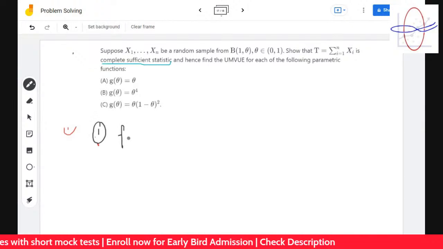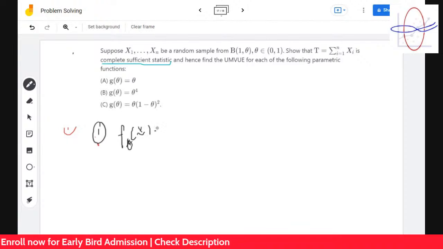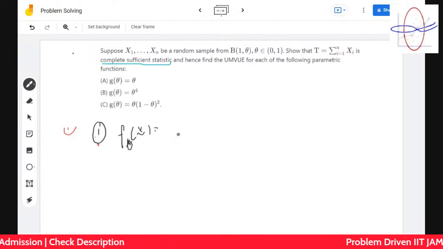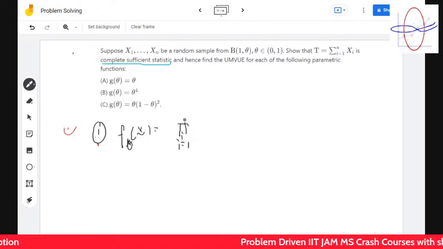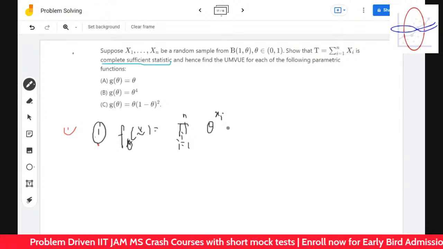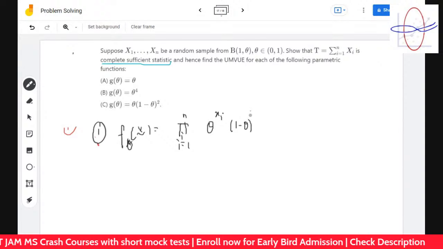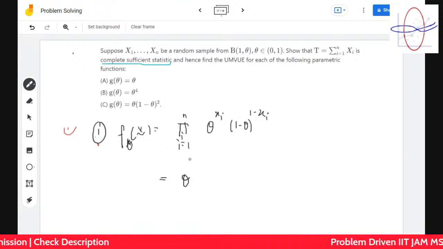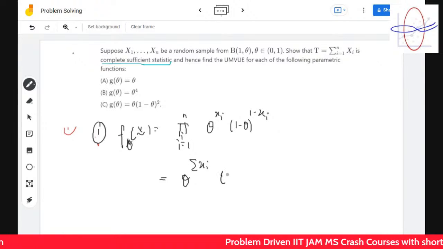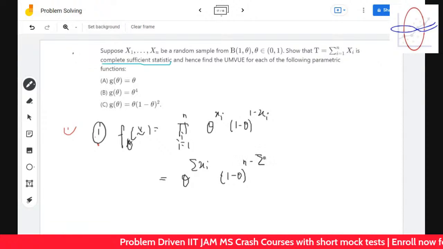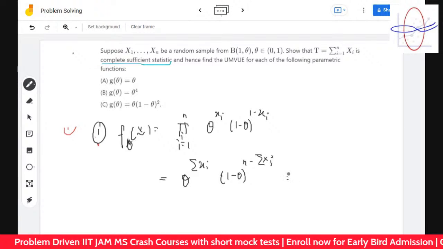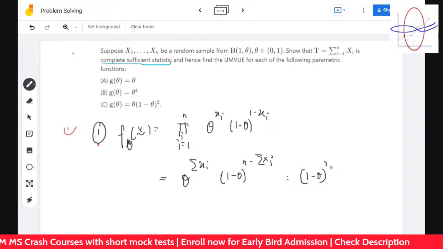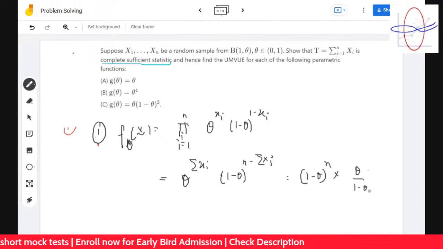So f of theta comma x. You can write Bernoulli as the product from 1 to n of p to the power x1 times (1 minus p) to the power 1 minus x1. You know that. And thank you, Rishabh. If you do it, it's theta to the power summation xi times (1 minus theta) to the power n minus summation xi. You can easily understand that it's equal to (1 minus theta) whole to the power n times (theta by 1 minus theta) whole to the power summation xi.